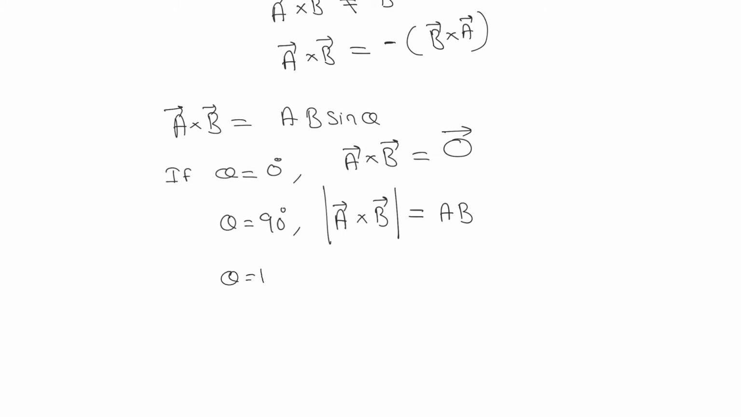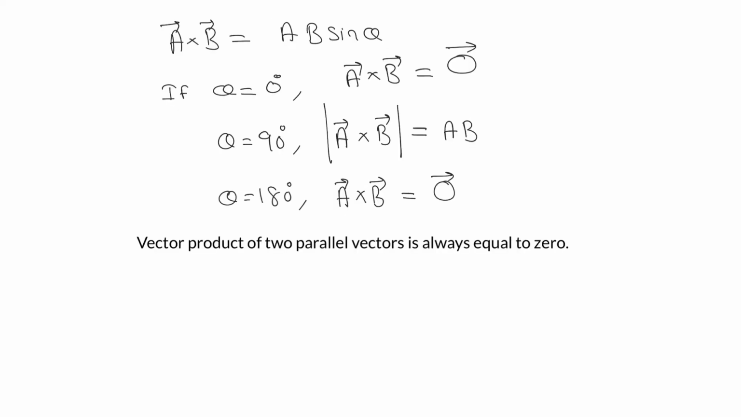In the same way, we can write if theta is equal to 180 degrees, the value of a vector cross b vector, sine 180 is also equal to 0. So this can be represented by 0 vector. Just remember that the result should be a vector quantity, so we should write this a cross b as 0 vector, not just 0. So remember that the vector product of two parallel vectors is always equal to 0.